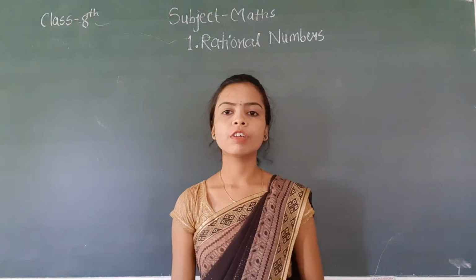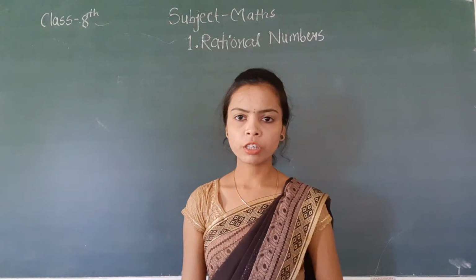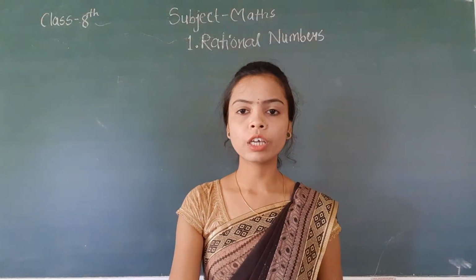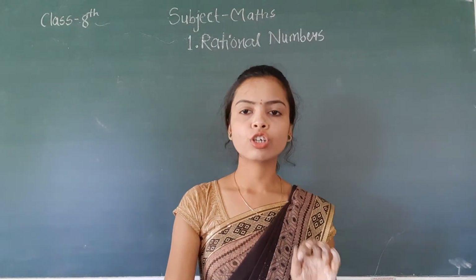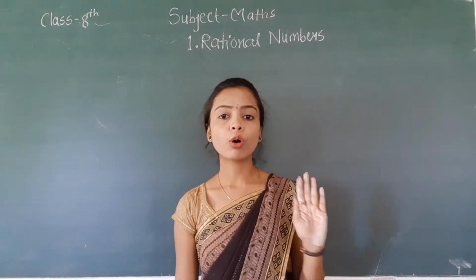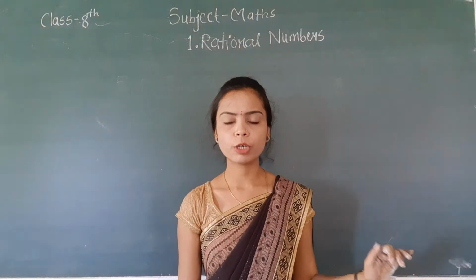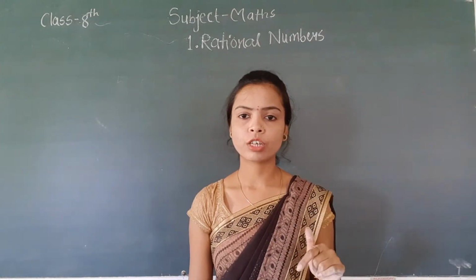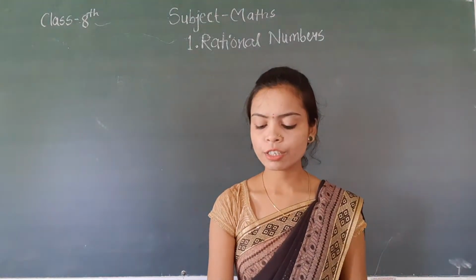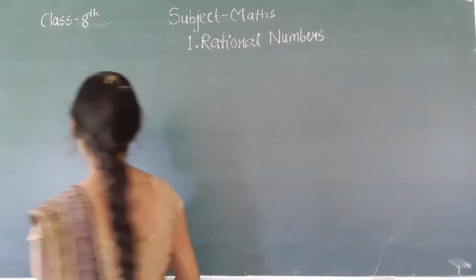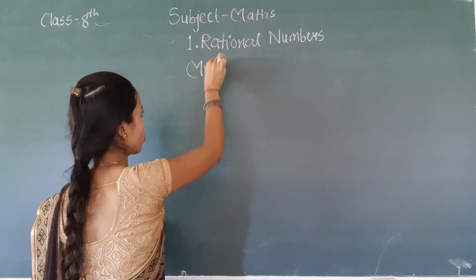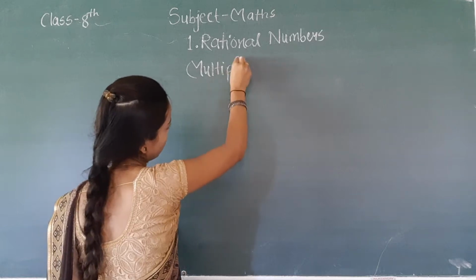We are studying our lesson number 1, that is rational numbers. What we have completed in the previous lectures: we have completed subtraction of rational numbers, and we have also completed addition of rational numbers. So addition and subtraction is completed. Now after addition and subtraction there is multiplication of rational numbers. So how to multiply?